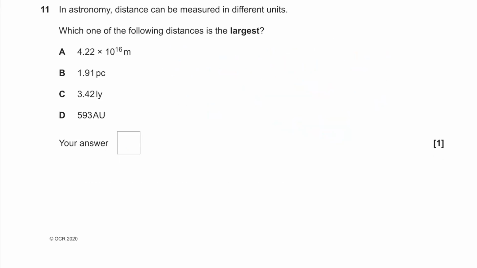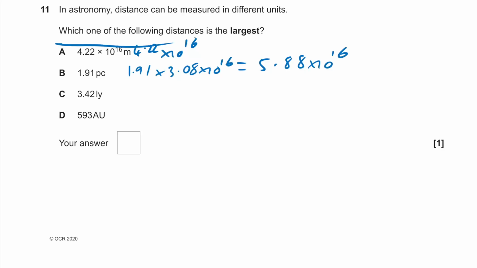In astronomy distances, which one of these is the largest? Okay, let's do it in just orders of magnitude. We have times 10 to the 16 here. What's a parsec? We do have to be a bit more precise than this. So 1.9 parsec, if we times that by the number of meters in a parsec, like we saw earlier, 3.08 times 10 to the 16, I do believe we're going to end up with more than that 4.22. No need to do the times 10 to the 16 here. So we end up with 5.88 times 10 to the 16. So A can't be right.